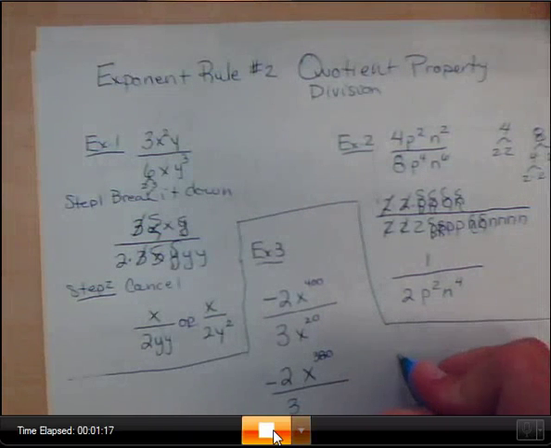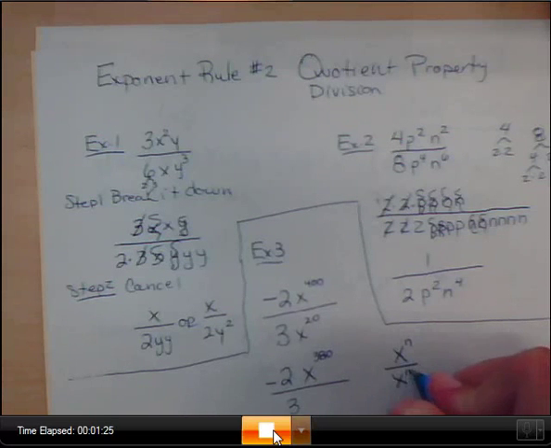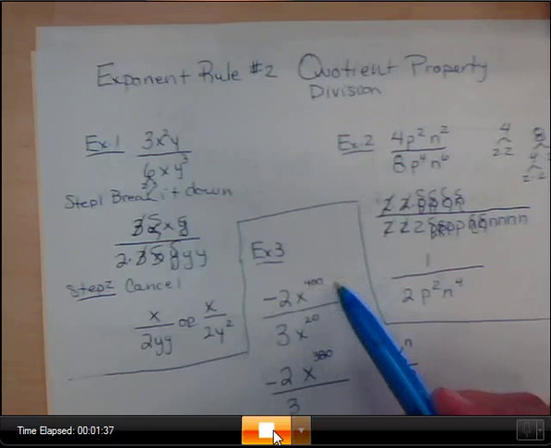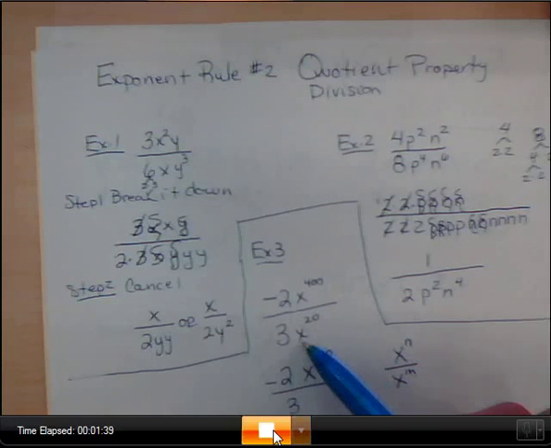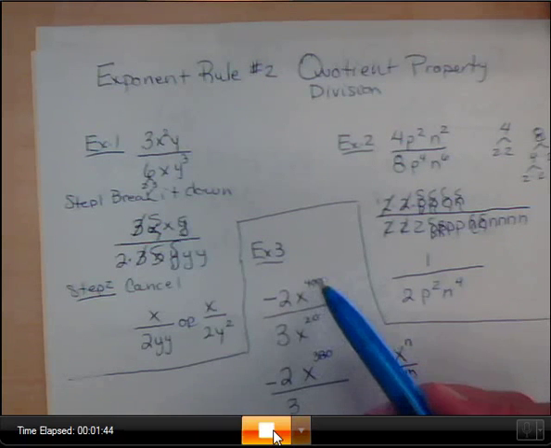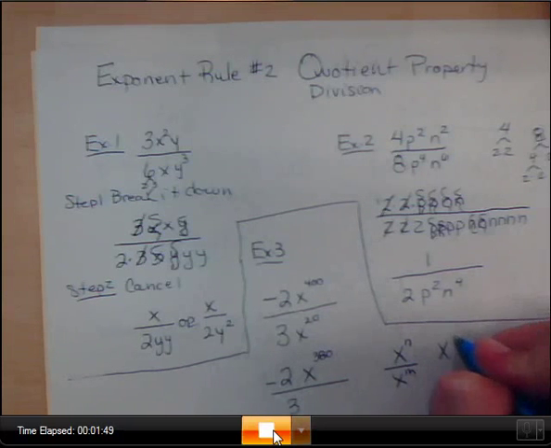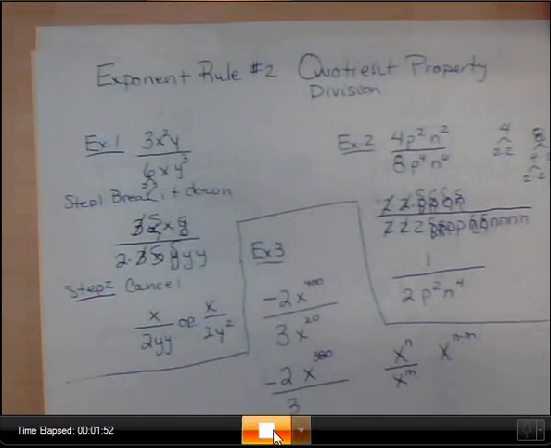So actually the rule is we have x to the n over x to the m. We're going to subtract those exponents. And wherever you have the most is where it's going to go, if that makes any sense. So I had the most x's in the numerator. I had 400 of them up there, and I only had 20 in the denominator. So 400 minus 20 is 380, and most of them are up top, so I'm going to have leftovers up top. So this would be x to the n minus m.